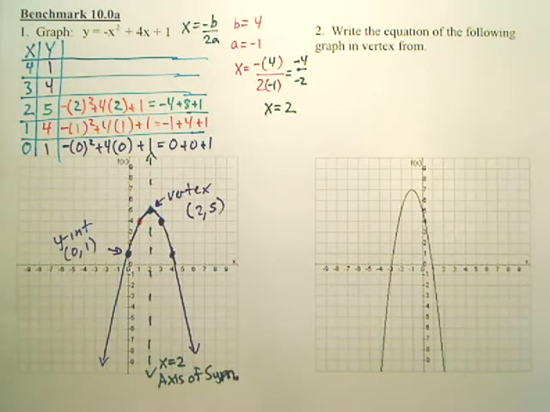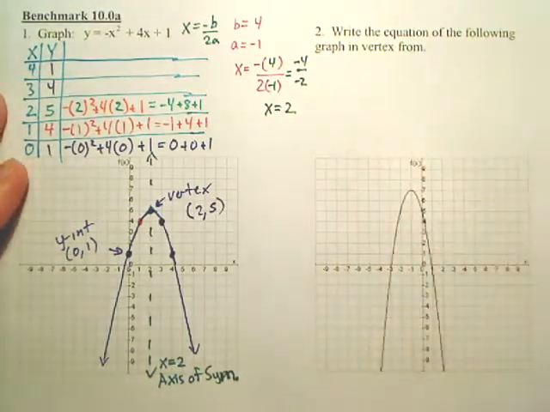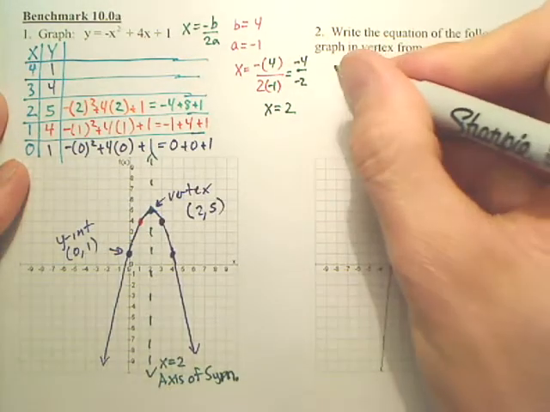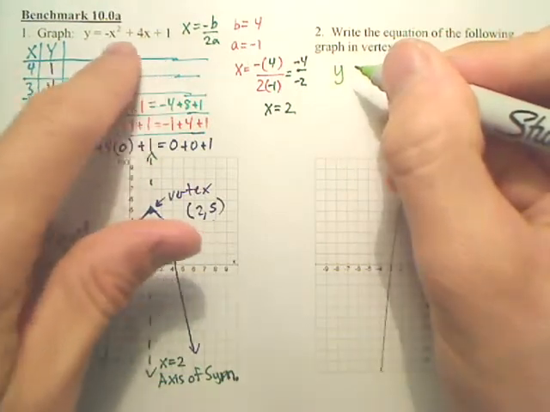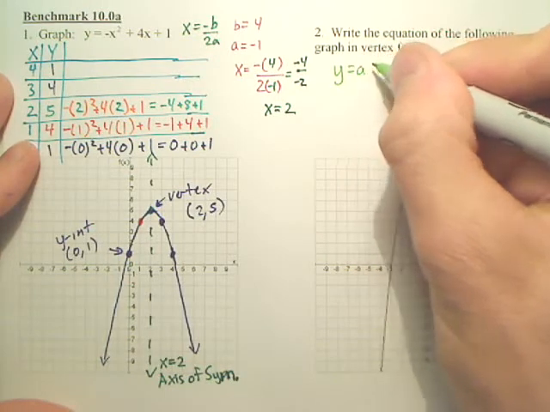Okay, there it is. Now the second one goes a lot faster. Write the equation for this in vertex form. Now again, this was called standard form, by the way. Standard form. This is vertex form.